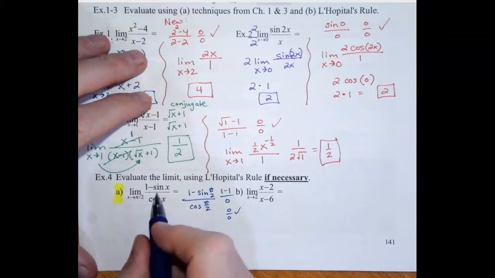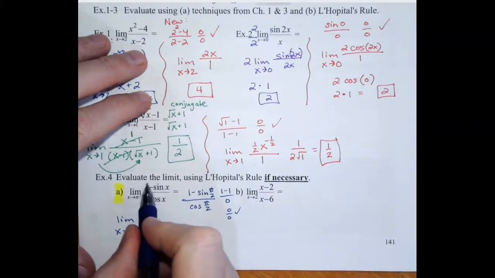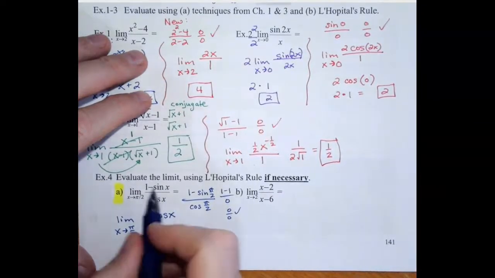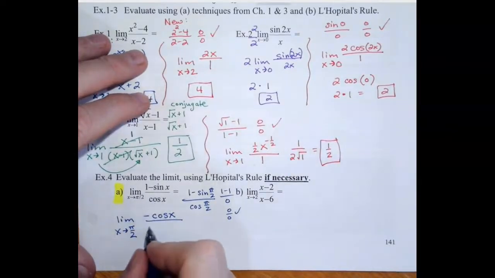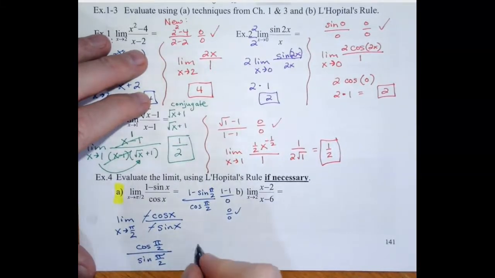So we can take the derivative of the numerator. So the derivative of 1 is 0, and the derivative of sine is cosine. Now, there was already a negative there, so it just stays there. Now, the derivative of cosine is negative sine, or the opposite of sine. So those are going to cancel out. Now we can substitute that in there, so we're going to get cosine of pi over 2 over sine of pi over 2. So the cosine of pi over 2, we just did that up here, that's 0. Sine of pi over 2 is 1.